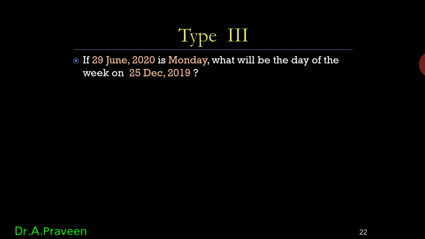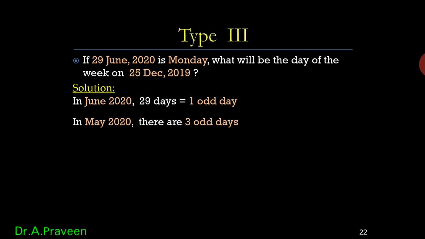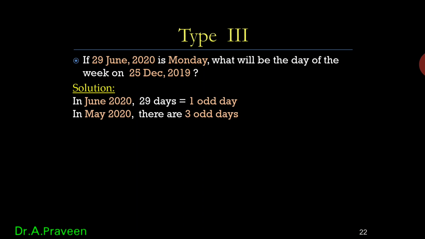We shall go in the reverse way. In the month of June, there are 29 days. So 29 days is equivalent to 1 odd day, because 29 when divided by 7, the remainder is 1. So in June 2020, there is 1 odd day. We move backwards to May 2020. May is a month with 31 days. So there are 3 odd days.